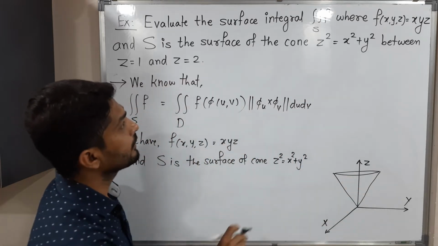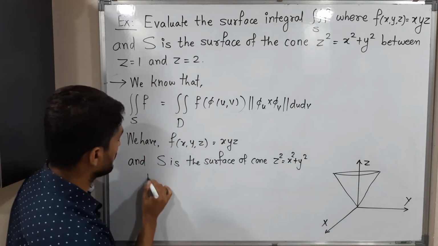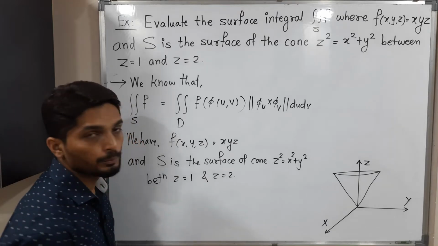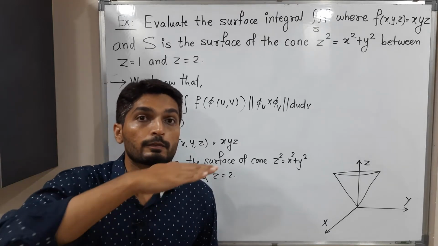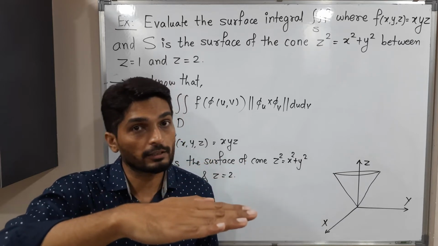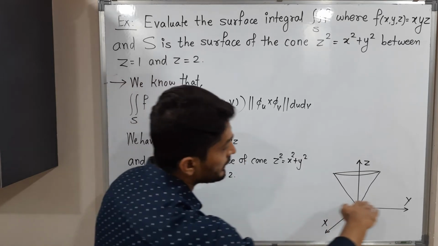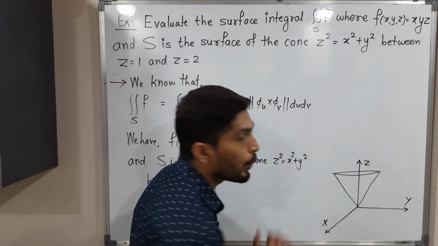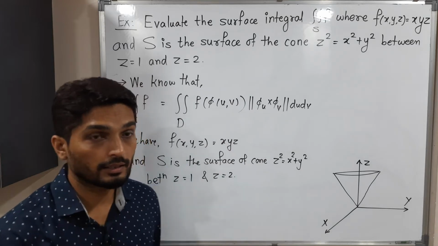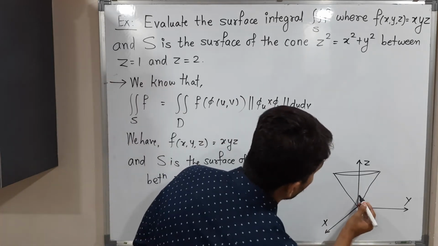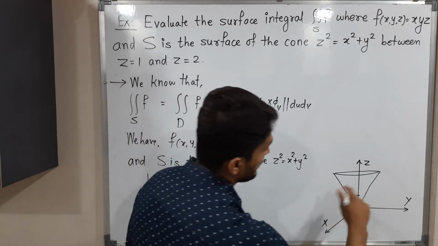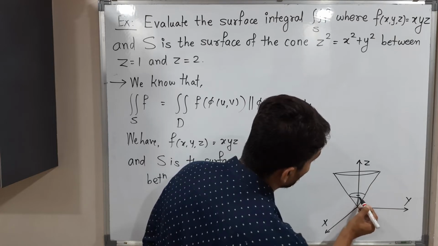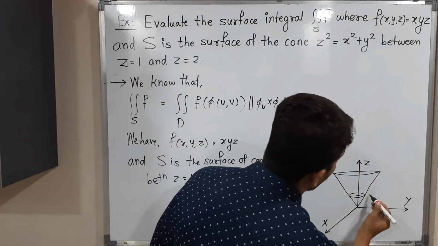After that, they have added here between z is equal to 1 and z is equal to 2. We know that z is equal to 1 is the equation of a plane parallel to the xy plane. That means we have a plane here which is parallel to the xy plane. Then definitely that plane will cut this cone into a circle. So that plane z is equal to 1 will cut this cone into this circle. I hope it is visible to you. So at z is equal to 1, we have got this circle.